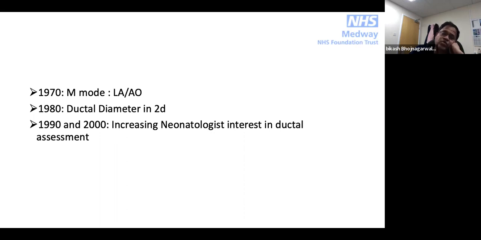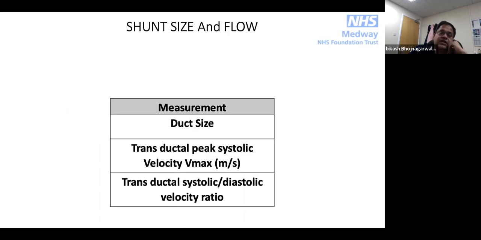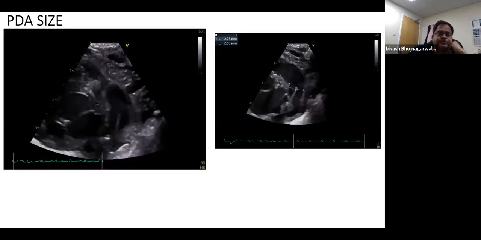There is more and more research work happening currently and in the future. I think these are the way forward. How do we define this significance? When we try to define the duct, we use duct size and flow: the size, the flow pattern, the transductal peak systolic velocity, the transductal diastolic velocity, and the ratio of systolic and diastolic velocity. This is the most common practice.